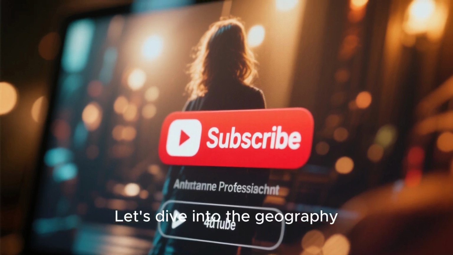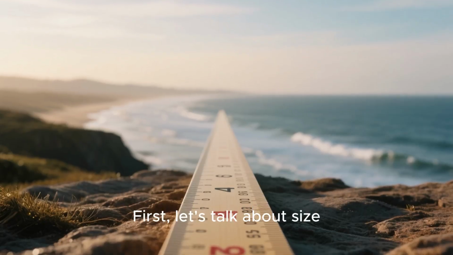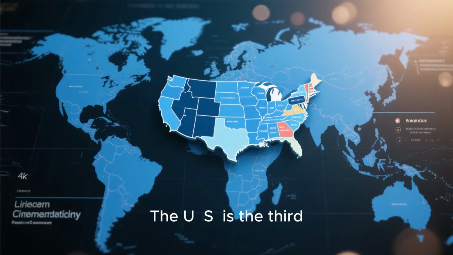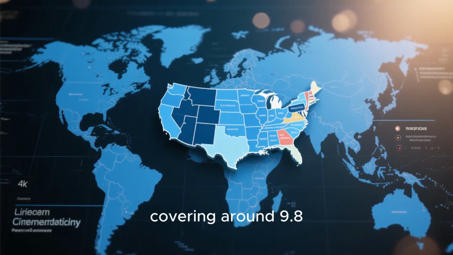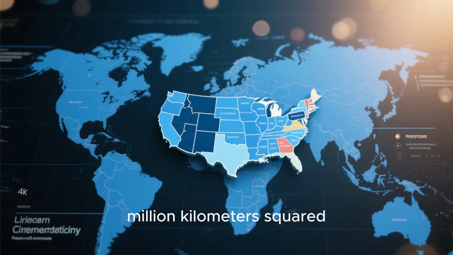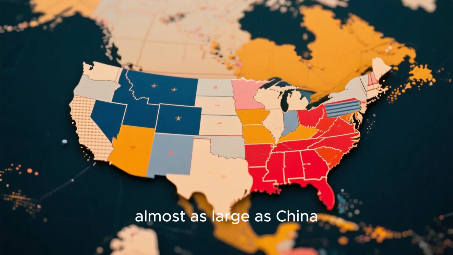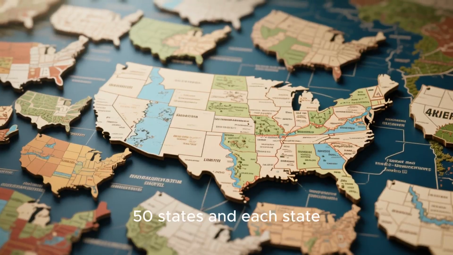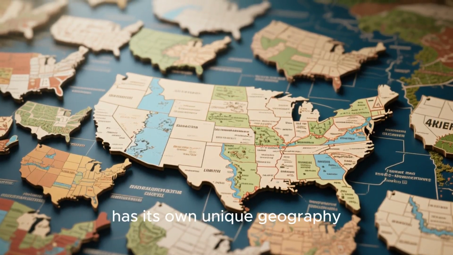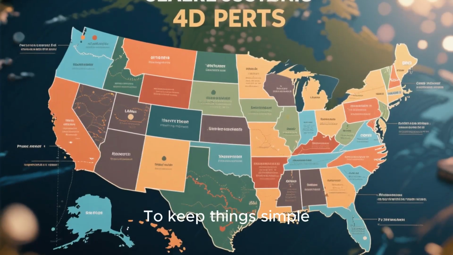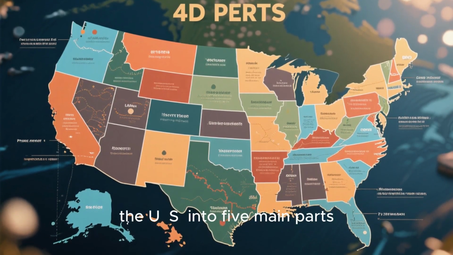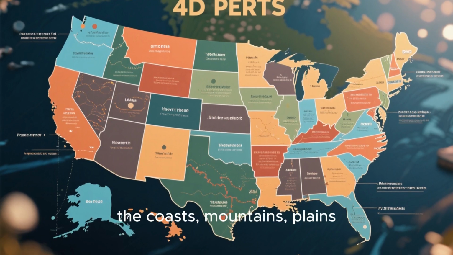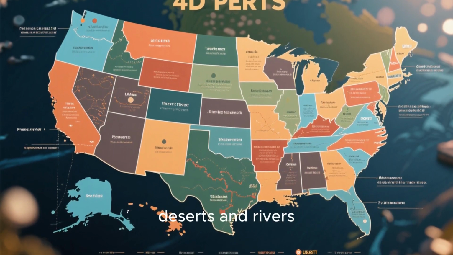Let's dive into the geography of the United States. First, let's talk about size. The US is the third largest country in the world, covering around 9.8 million square kilometers. That's bigger than Europe and almost as large as China. But it's not just one flat plain. The US has 50 states, and each state has its own unique geography. To keep things simple, let's divide the US into 5 main parts: the coasts, mountains, plains, deserts, and rivers.